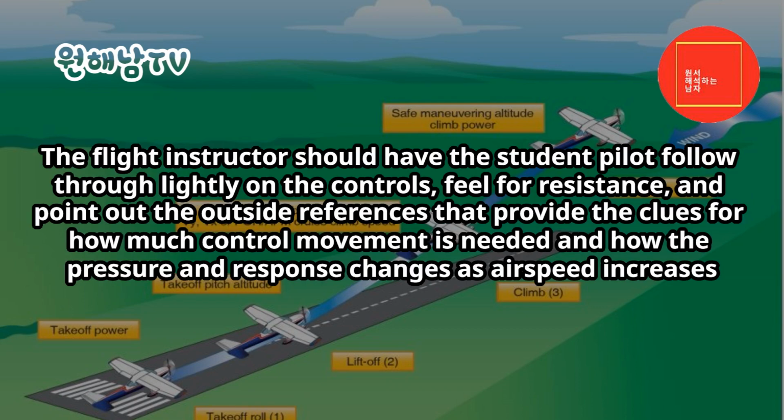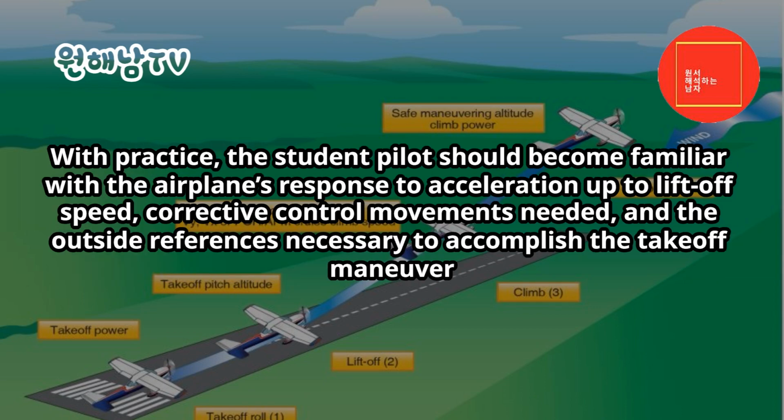The flight instructor should have the student pilot follow through lightly on the controls, feel for resistance, and point out the outside references that provide the clues for how much control movement is needed and how the pressure and response changes as airspeed increases. With practice, the student pilot should become familiar with the airplane's response to acceleration up to liftoff speed, corrective control movements needed, and the outside references necessary to accomplish the takeoff maneuver.